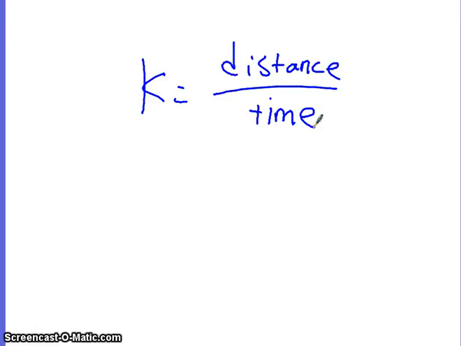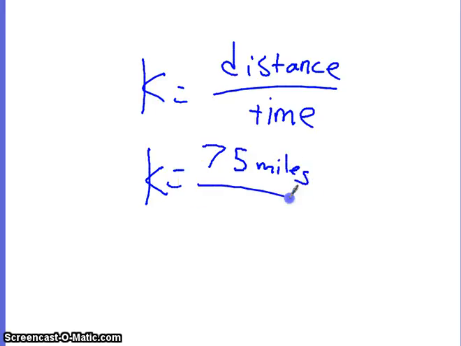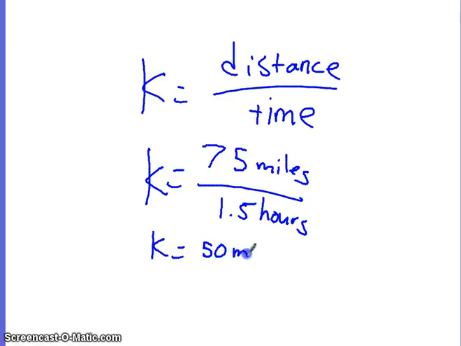We want to know what that speed is. And we were first told that she drives 75 miles in 1.5 hours. So that's K equals 75 miles in 1.5 hours. What is that answer? 50 without looking at your book. Cheater. Her constant speed is 50 miles an hour.